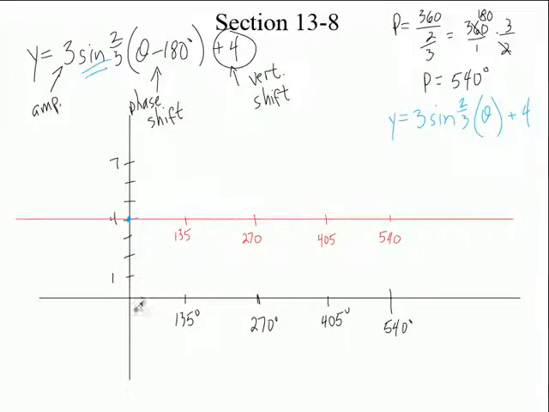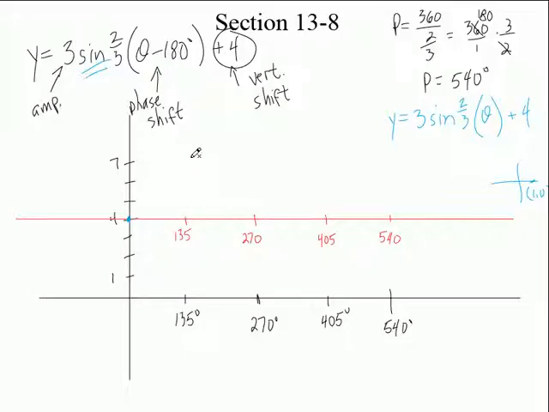So if I put a 0 in for theta, well, what's 2/3 times 0? It's 0. What's the sine of 0? There's 0 degrees. What's the sine? It's 0, isn't it? Remember, the ordered pair is 1, 0. You should be able to do that in your head. So the sine is at 0. What's 0 times 3? 0. What's 0 plus 4? 4. Right there. That's where it is. Do you see it? All right, so that's our point.